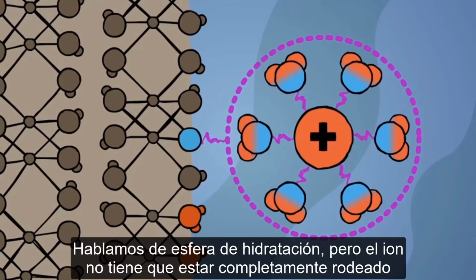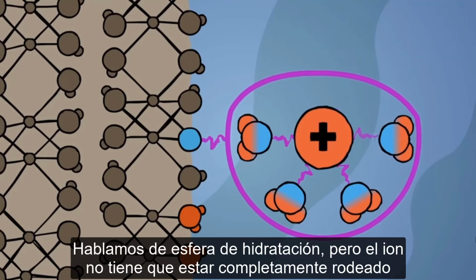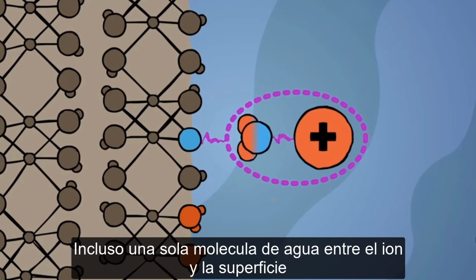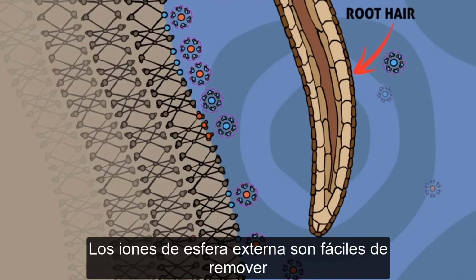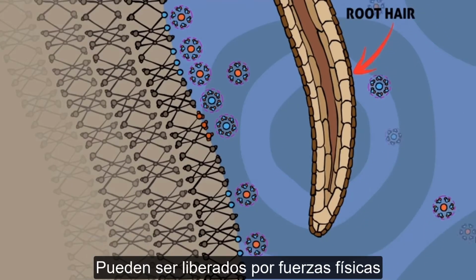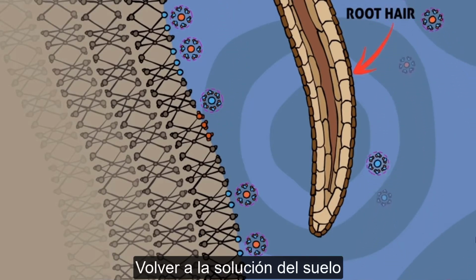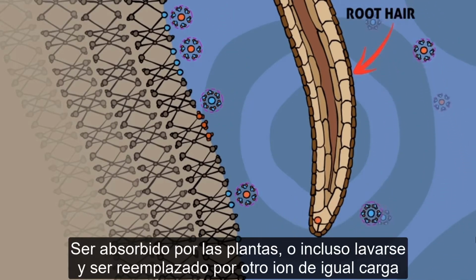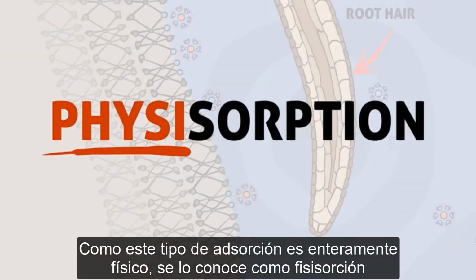We say hydration sphere, but the ion doesn't need to be completely surrounded. Even just one water molecule between the ion and the surface is considered outer sphere adsorption. Outer sphere adsorbed ions are easy to remove. They can be knocked loose by physical force, readsorbed back into solution, absorbed by plants, or even leached away and replaced by other ions with a similar charge. Since this adsorption process is entirely physical, it is called physisorption.